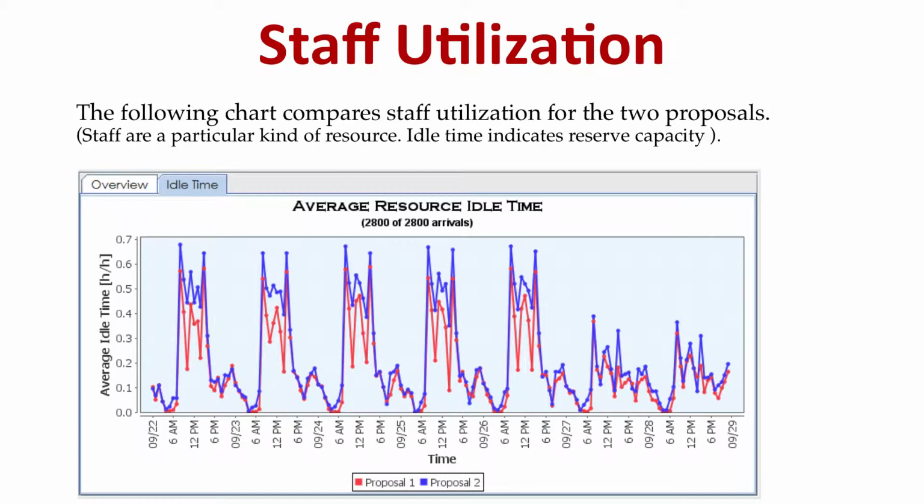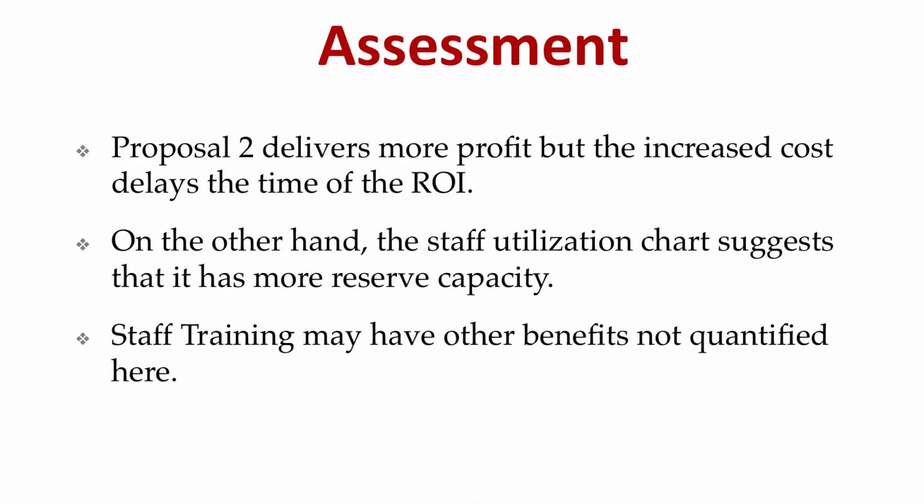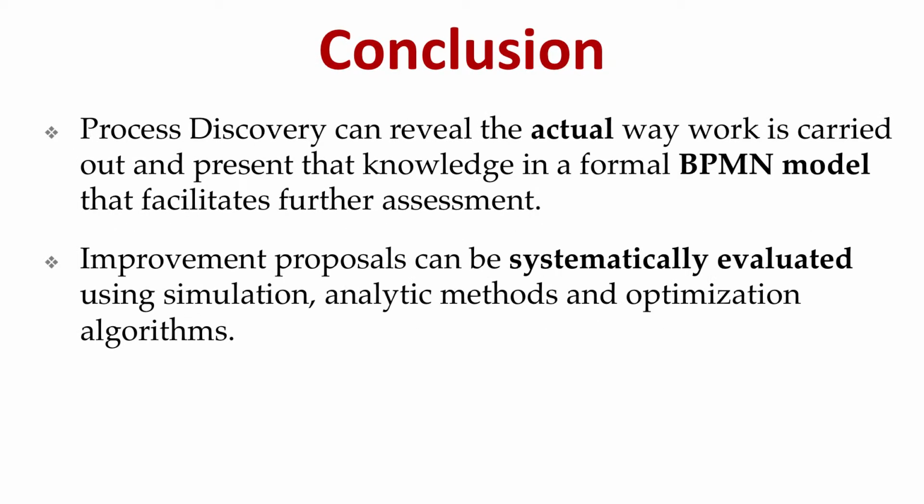If we do a little further analysis and compare the staff utilization for the 2 proposals, we see the blue, which is the second proposal, shows that in this solution there's more reserve capacity in the staff for handling things. That may or may not be important. So just looking at this, we come to some conclusions about the 2 proposals. Proposal 2 has some advantages, but keep in mind, we did not quantify other possible benefits of staff training. So not everything was quantified in this.